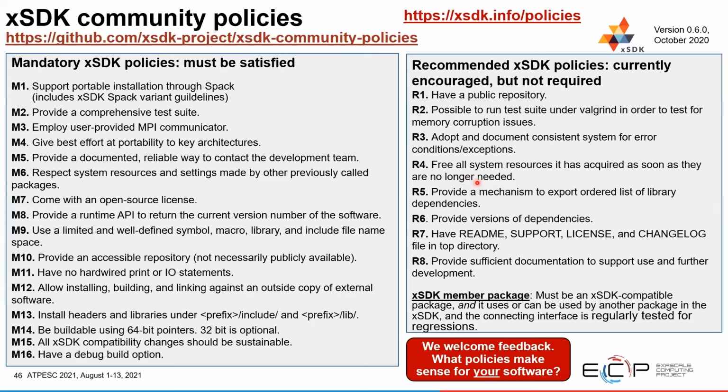So how do we make sure that these libraries play nicely together, so to speak? We actually have a set of community policies. Here is the short version of it. If you're interested, you can take a look at the xsdk.info page. You have a complete PDF there, but you can also go on GitHub, where we have the individual community policies and where you can provide feedback and leave comments. We do welcome feedback. That's a community effort, and it's not a static thing. We keep working on this and make changes when we see that they are required. Each xSDK member package will satisfy the mandatory policies and try to do some of the recommended ones.